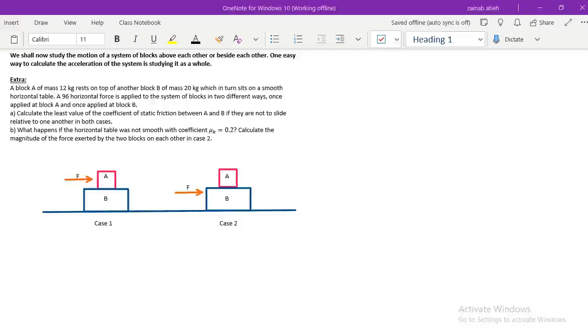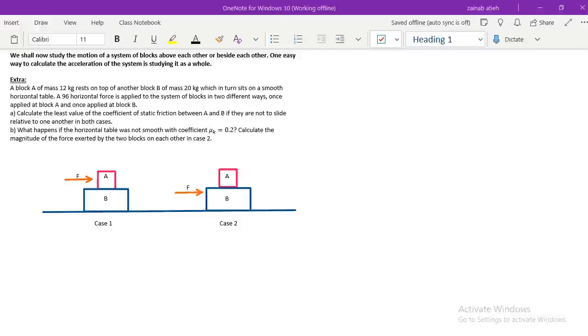First case is if I'm going to apply F to A, and the second case if I'm going to apply F to B. That means first I'm going to push A so that the whole system moves, and in the second case I'm going to push B so that the whole system moves. In part A, it says calculate the least value of the coefficient of static friction between A and B if they are not to slide relative to one another in both cases.